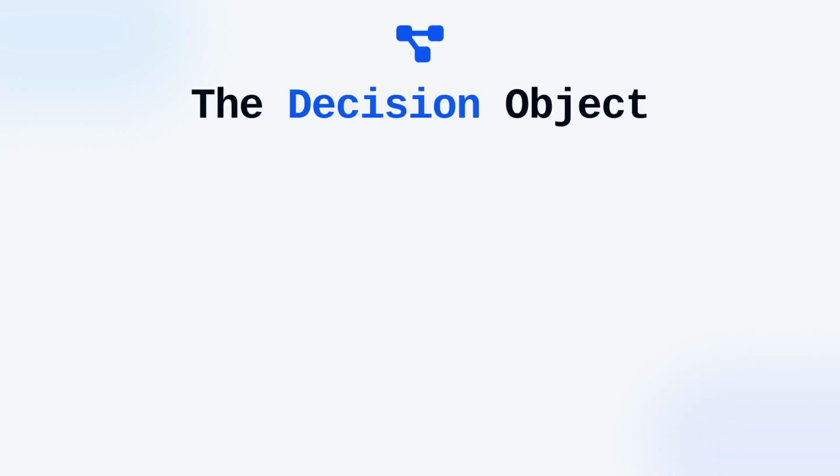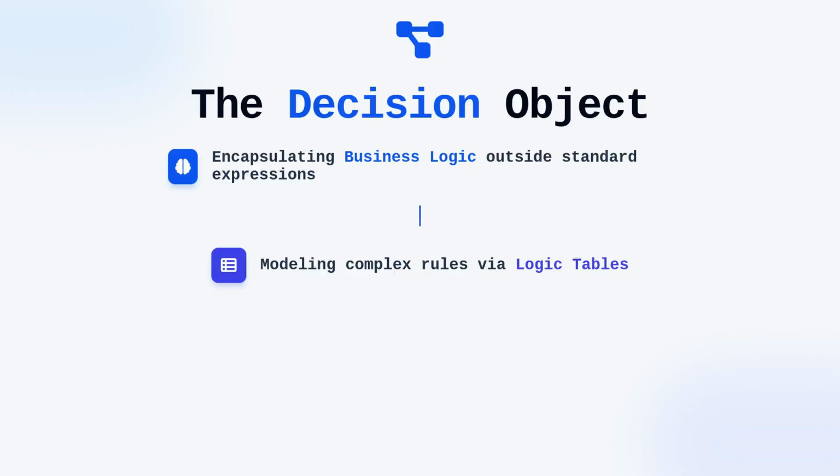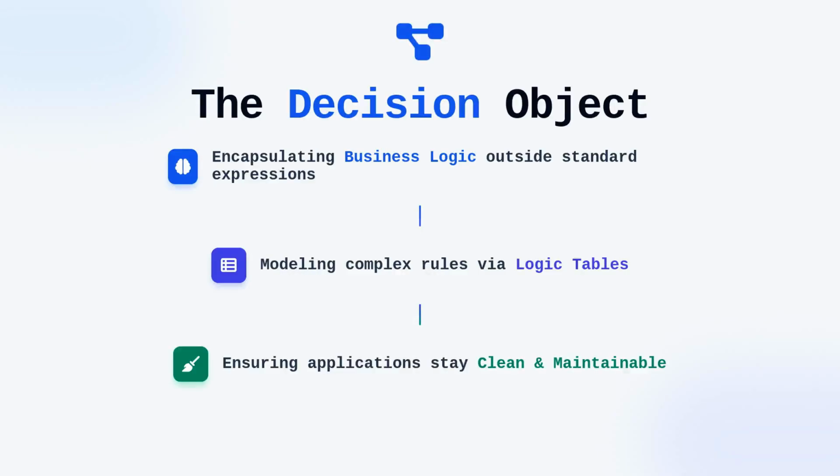Welcome to a discussion on the decision object, a powerful tool for encapsulating business logic outside of your standard expressions. In this module, we will explore how to model complex rules using logic tables to keep your applications clean and maintainable.